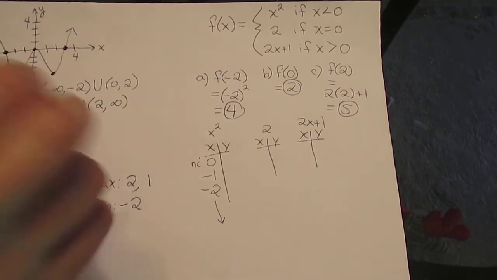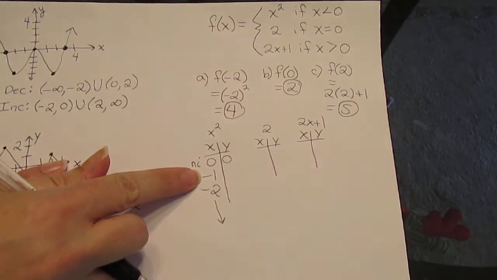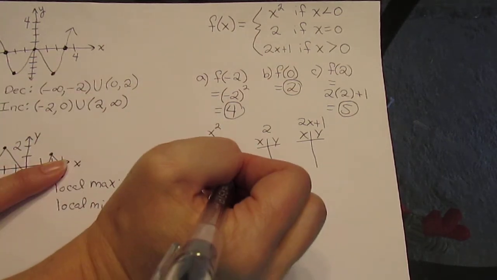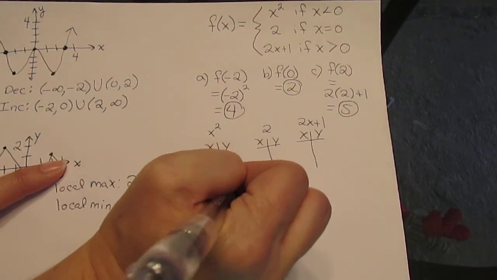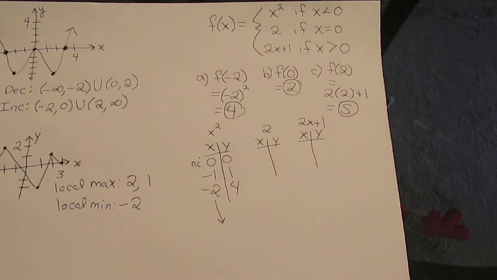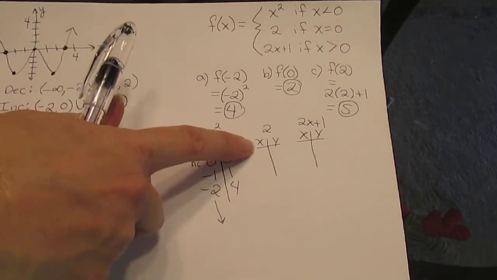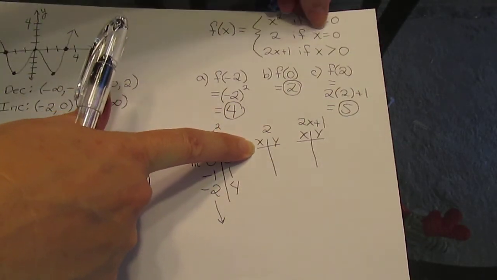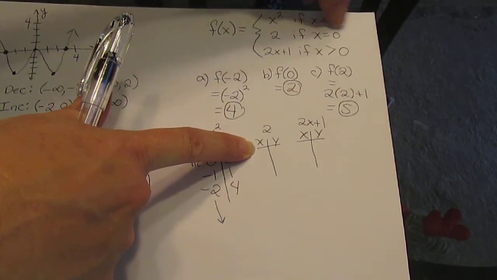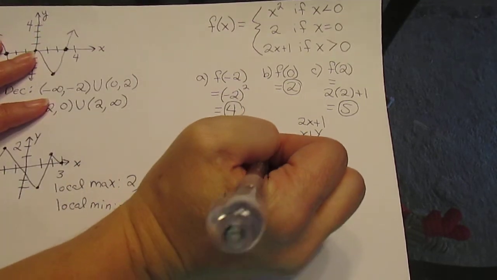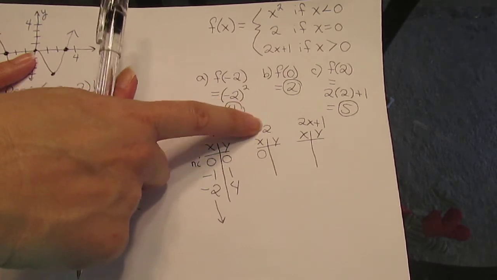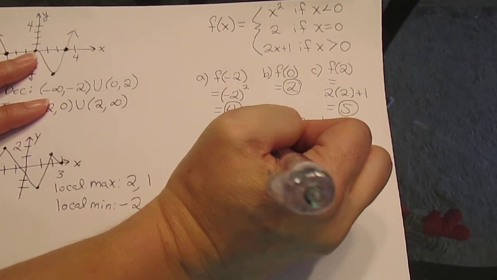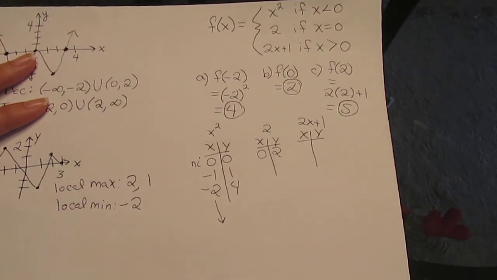So 0 squared is 0. Negative 1 squared is a positive 1. And negative 2 squared is a positive 4. And we'll do that for each of these graphs, or each of these tables. Okay, so for the second table, well, we can only have x equal to 0. That's easy. So we only have one choice for x, and when you plug it in, there's nothing to plug it into, so the answer is just 2. Okay, so that table's done.